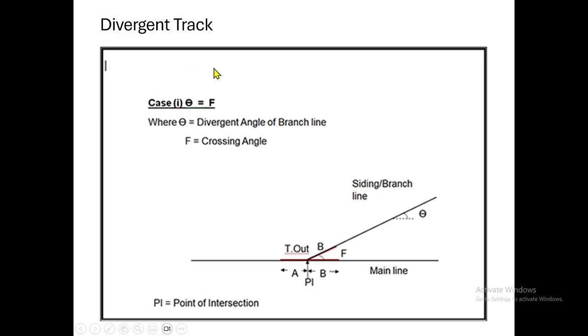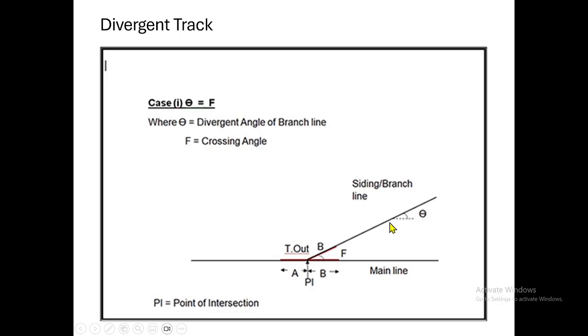So this is a divergent track. Suppose a side line is there, and its extension is intersecting the main line at an angle equal to theta. This is the inclination angle. Suppose the angle of inclination is equal to the angle of crossing. This will be a side connection only. For example, it is a 1 in 12 crossing you are introducing in the main line. The angle of crossing for 1 in 12 is 4 degree 46 minutes 49 seconds. Suppose here also the same inclination is there.